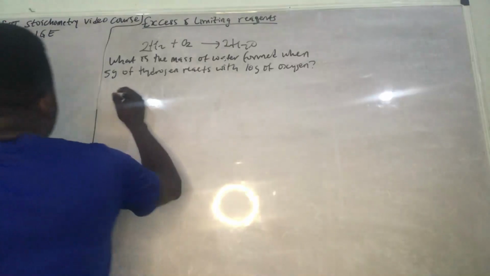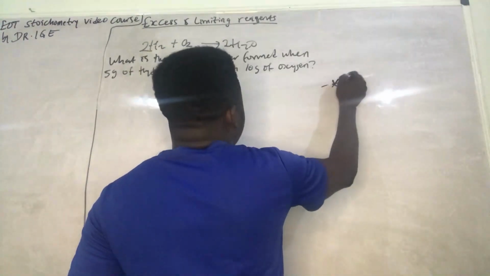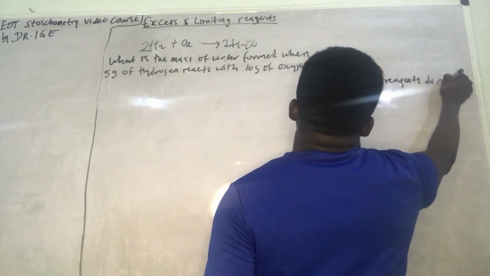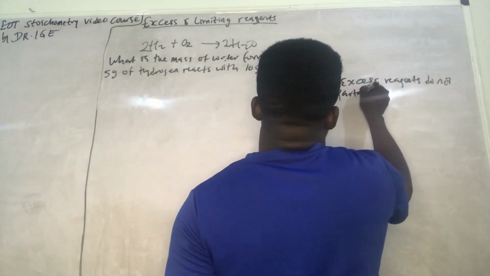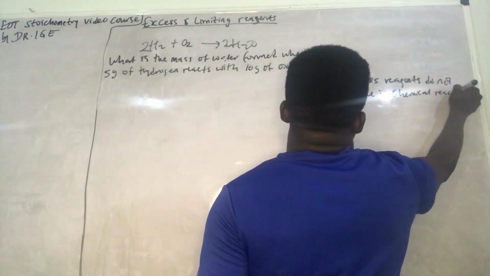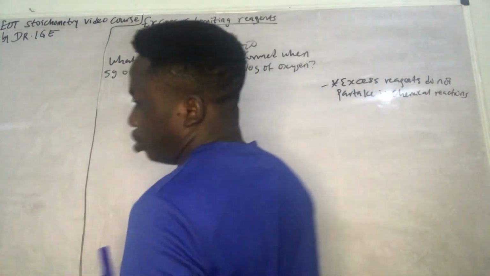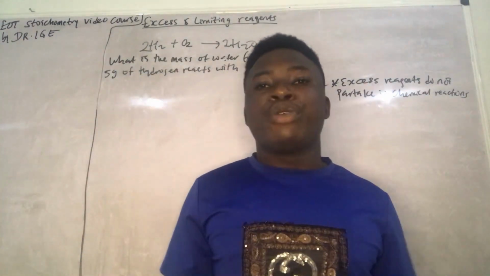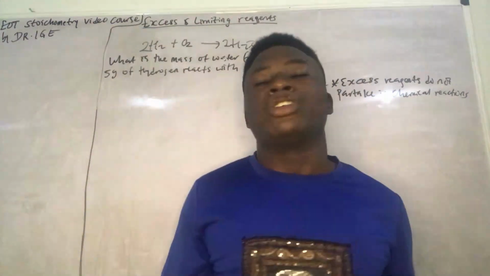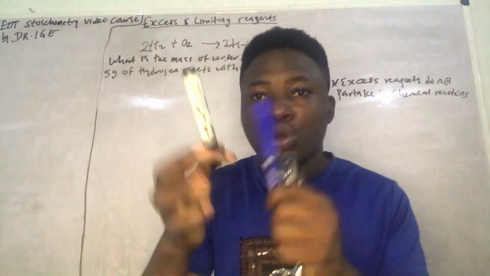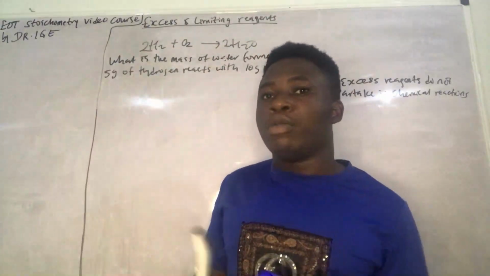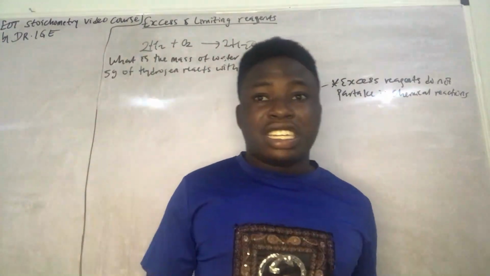So please take note, let me write this one here. Excess reagents do not partake in chemical reactions. Do you understand? So when they're giving you, let's say, 10 grams of oxygen, 10 grams of hydrogen, they ask you to find the mass of water. The question is which one are you going to use to determine the amount of water? It is not the excess reagent, it is the limiting reagent that we use to solve. Do you get? It is the limiting reagent.